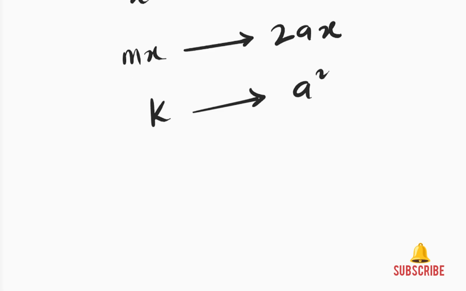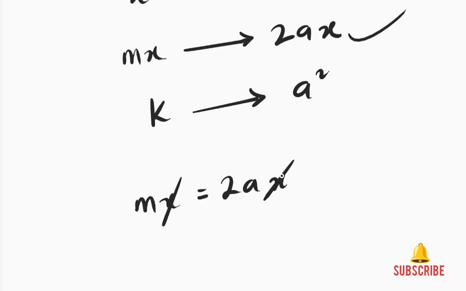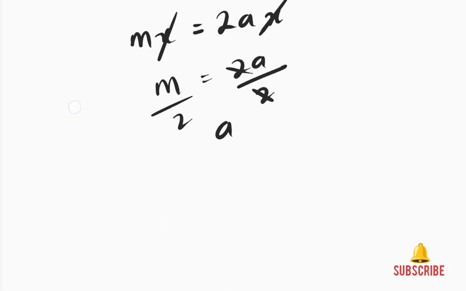So at the second side we have mx equals to 2ax. This side now. So now we realize that x can cancel out x. So we are left with m equals to 2a. So what is a from here? A is, let's divide by 2. 2 cancels 2. So a is equals to m over 2.